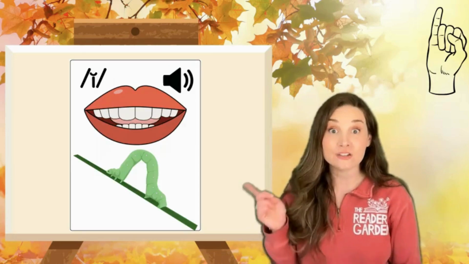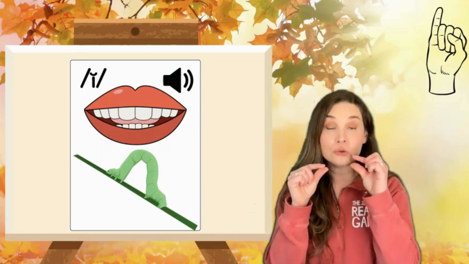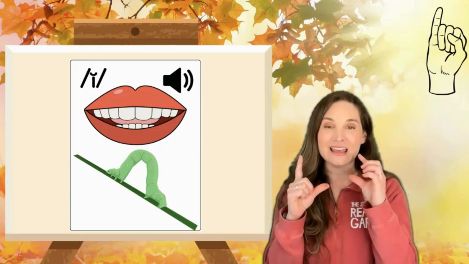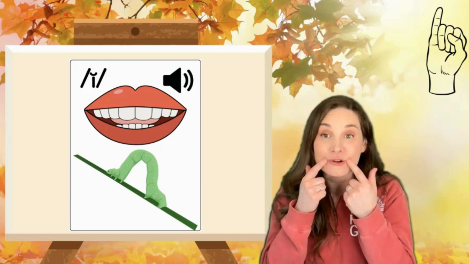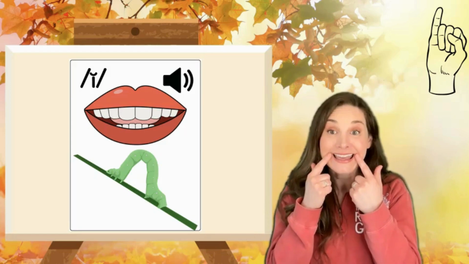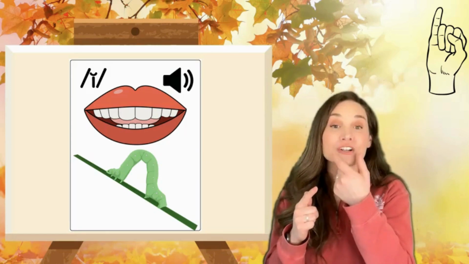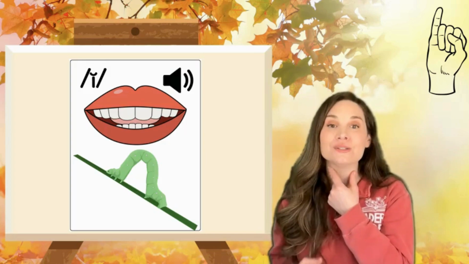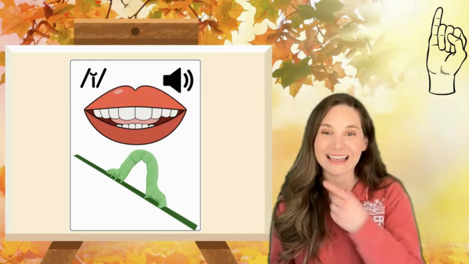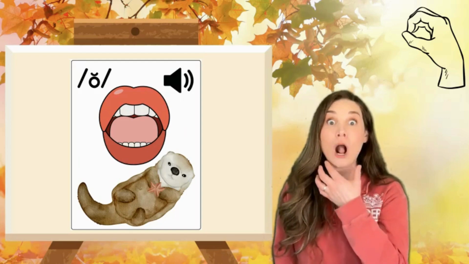When we say the short I sound, our mouth is much more closed than when we're doing the short A. We are having some tension in the side of our cheeks right there in the corners of our mouth. When we say the sound, we have our tongue in the middle of our mouth and we can feel our vocal cords buzzing.